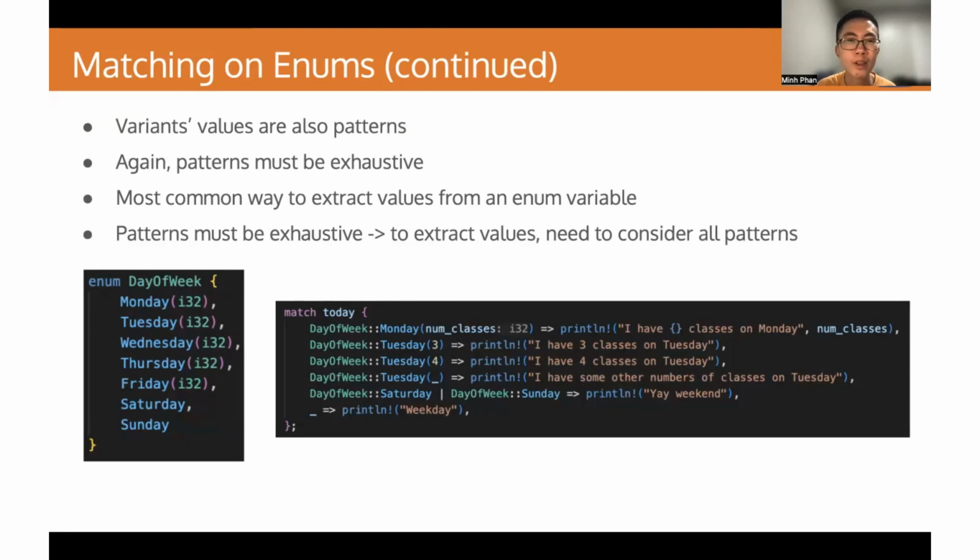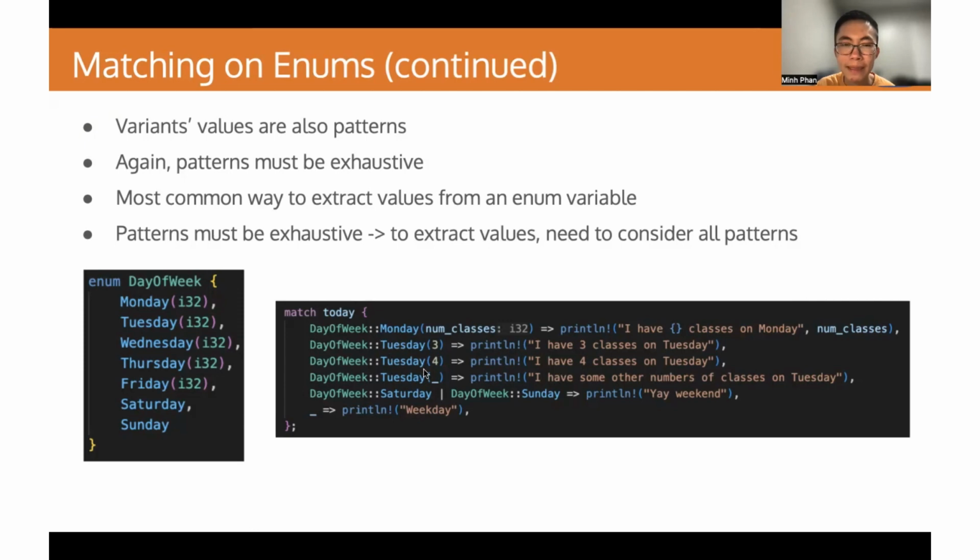And matching is the most common way to extract values from an enum variable. Since patterns must be exhaustive, to extract values we need to consider all possible patterns. As you can see here is an example of how to match on an enum containing values. In the first match arm we see the variable syntax, where we check for all variants of the type Monday, and we don't care about the inner value. We just assign it to the value num_classes, and then we print that out.